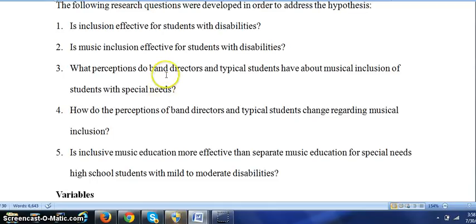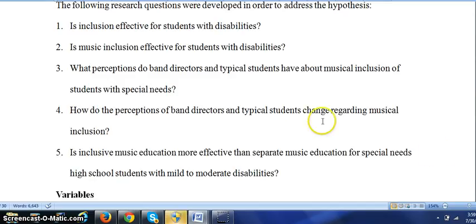Now these definitely could be used as qualitative. What perceptions do band directors and typical students have about musical inclusion of students with special needs? Excellent. She could take students with special needs, put them in a regular music classroom, and then interview the students, observe them. That is definitely qualitative.